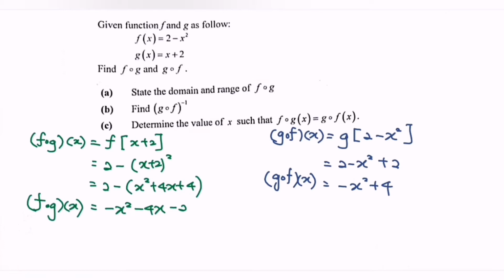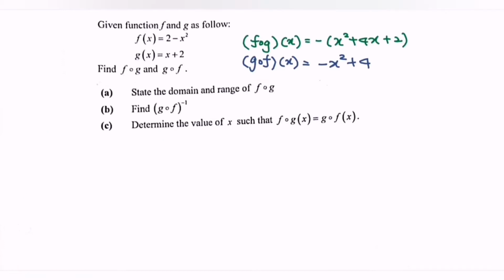Next, focus on part A. Here it mentions that we have to find the domain and range for f∘g. In here we notice that f∘g is a quadratic function. So in order to find the domain and range, what we have to do is to make sure it is in the standard form for the quadratic. So kindly refer to f∘g, and we have to complete the square and make it become the standard form. So let's begin.